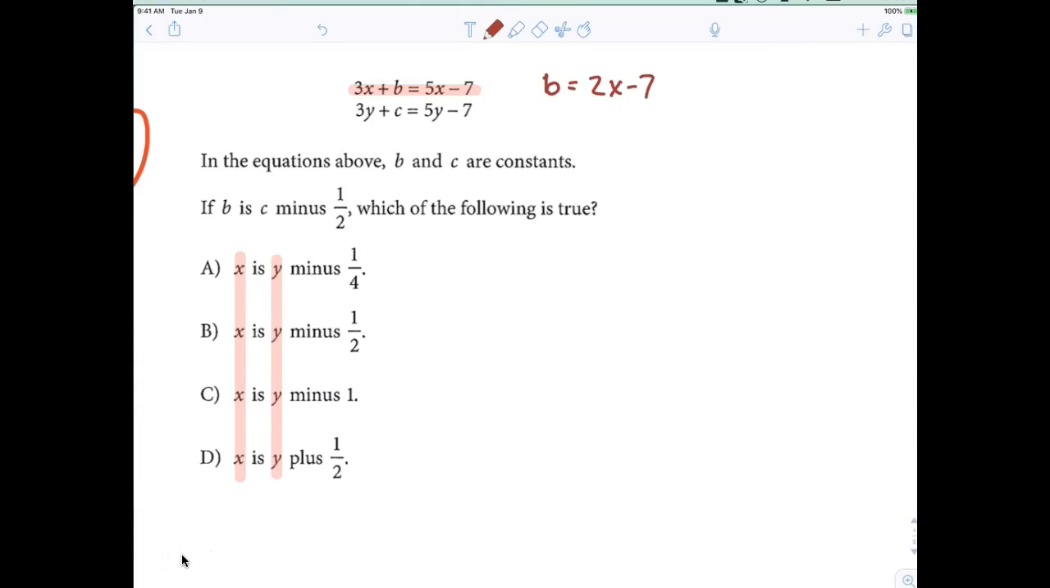Anybody have any questions with that? And then for the second equation, you should be able to look at that and say, well, c is equal to 2y minus 7.